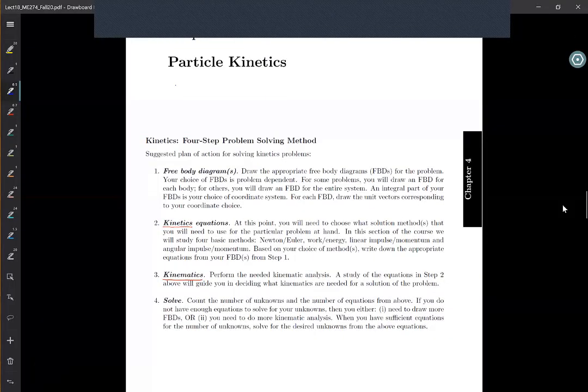So in some of the questions I've got on the help room, I still see that many of you are not following this procedure. Please follow it. It helps. It really helps, all right? First free body diagram, then kinetics equations, and then if you need equations, we look for the kinematics, and then we solve.